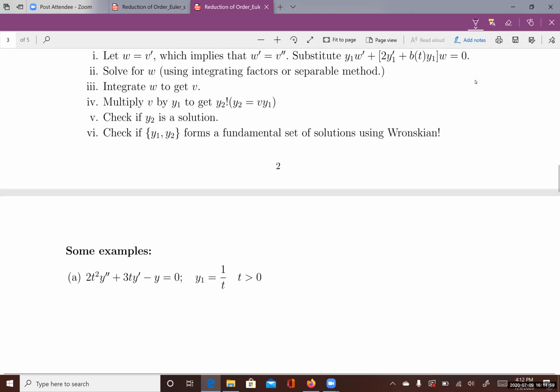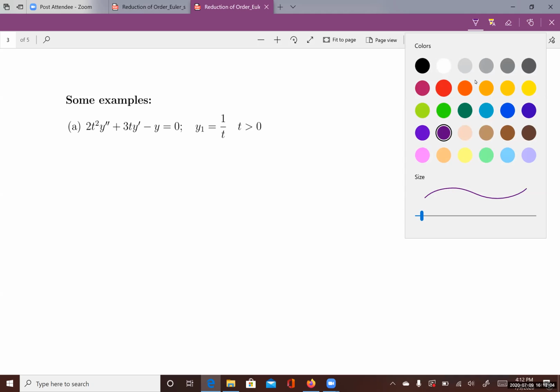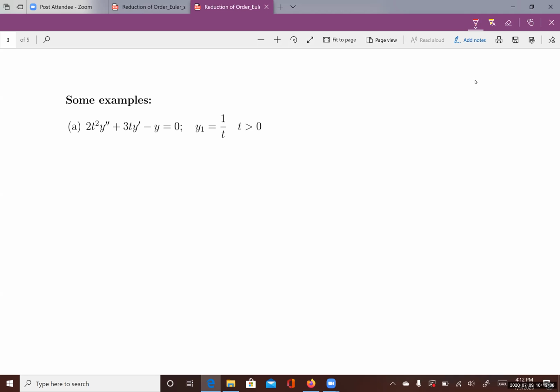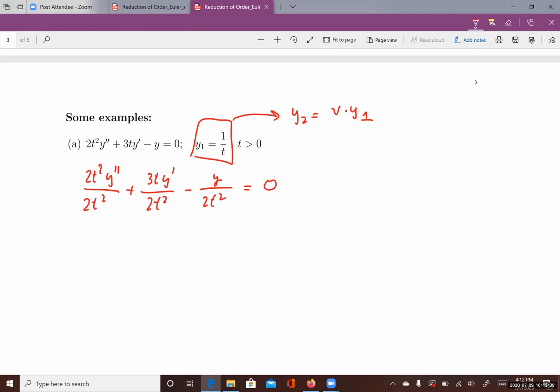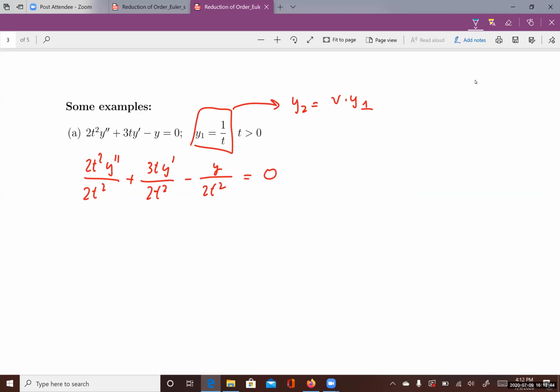Well, let's take a look at an example. First example here. In this example, the first thing you always want to do is transform the equation into the correct form, right? So I have to take everything divided by 2t squared. So I have 2t squared y double prime divided by 2t squared plus 3t y prime over 2t squared minus y over 2t squared equals 0. And from y1, remember that we want to find y2 equals v times y1. Then I want to simplify this, so it's y double prime plus 3/2t y prime minus 1/2t squared y equals 0. And this is my b of t, and this is my c of t.